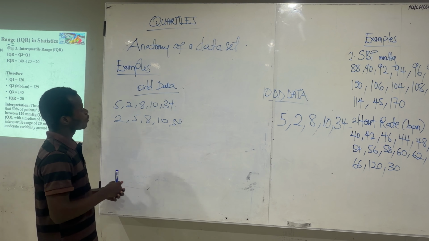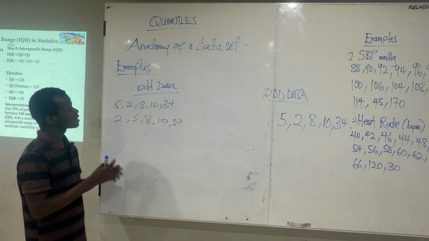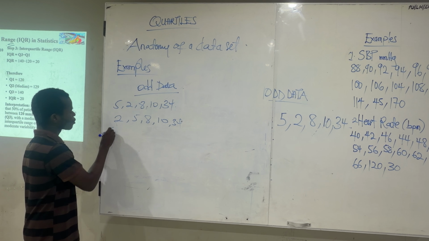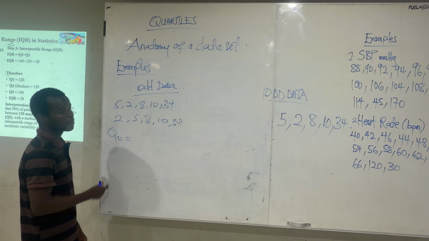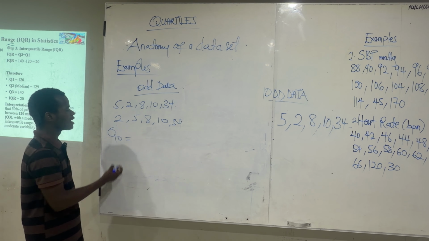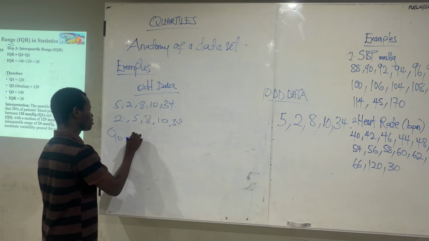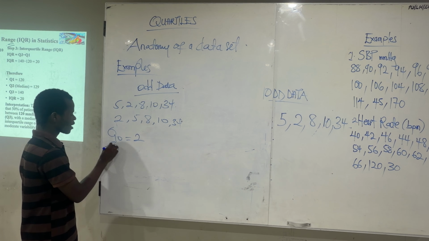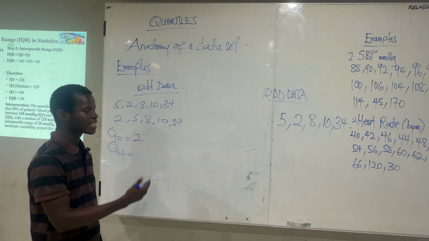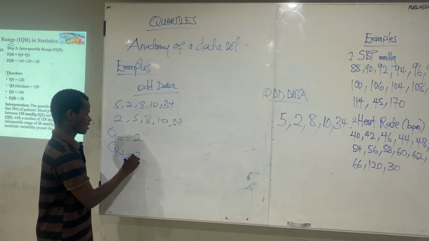And to calculate for the quartiles, you know that the Q0 is the lowest number in our data set. So from our data set, we know that 2 is the lowest number. Hence, it becomes our Q0. And then our Q4 is the highest number in our data set. And here it becomes 34.